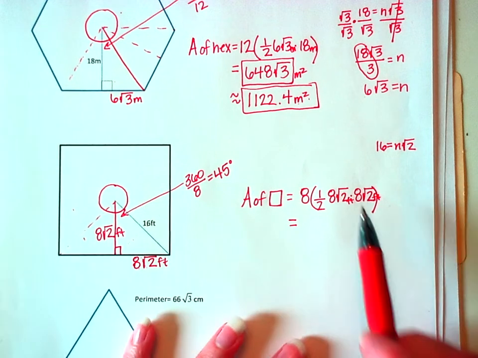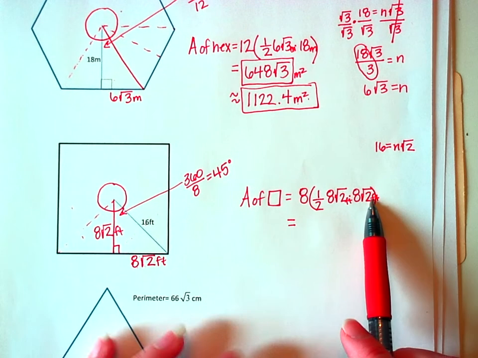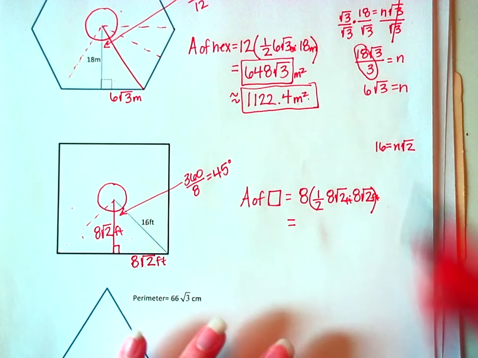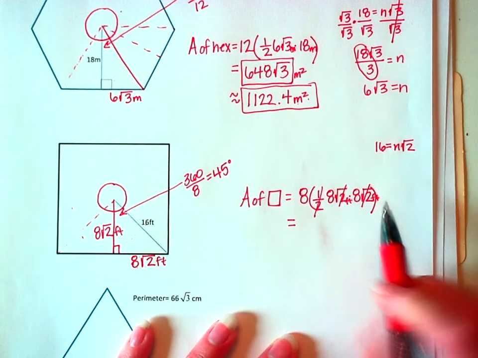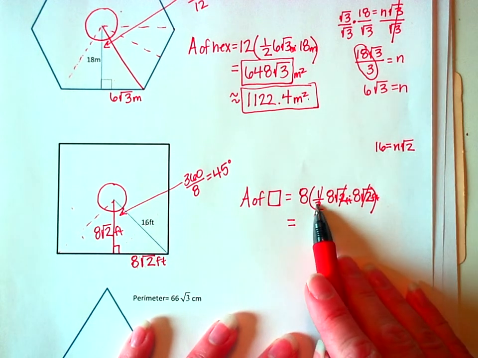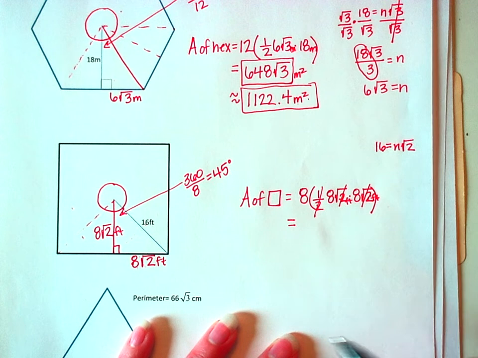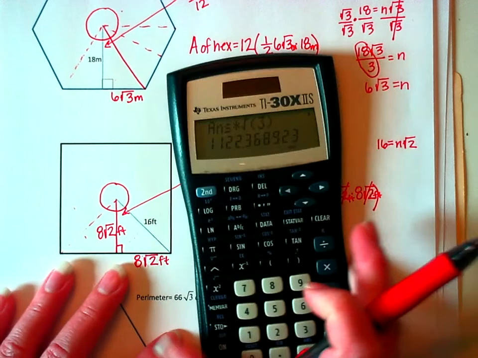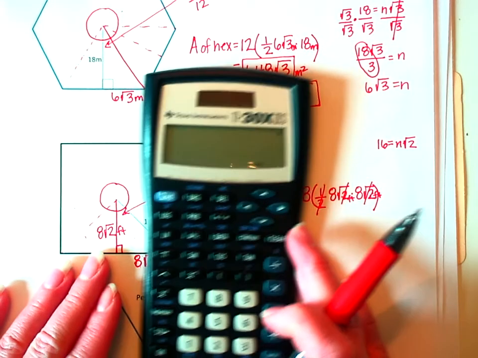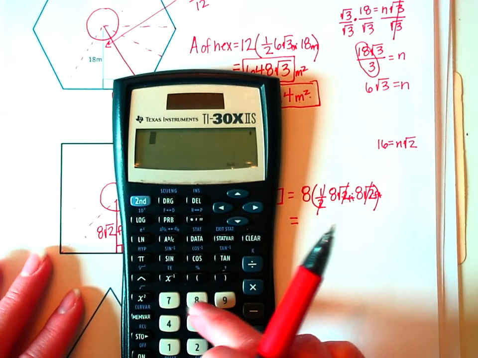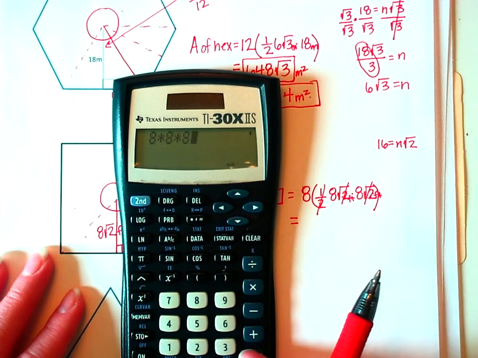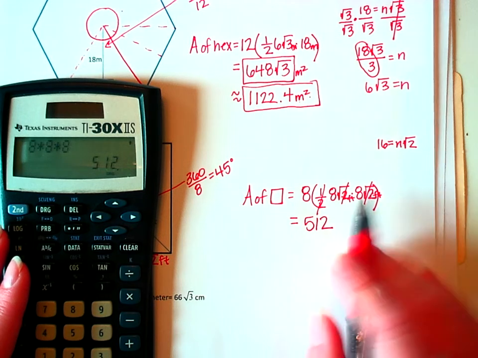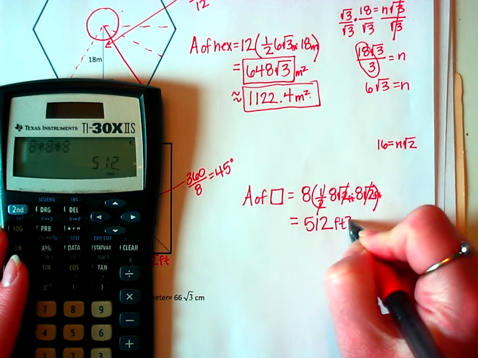So square root 2 times square root 2 is 2, and that would cancel with the 1/2. So the 2 cancels with the 1/2. 2 times 1/2 is just 1. Okay, so I really just have 8 times 8 times 8. Or if you wanted, you could have put that whole thing in your calculator from the beginning. So I'm going to do 8 times 8 times 8, and I get 512. And it's feet times feet, so feet squared.